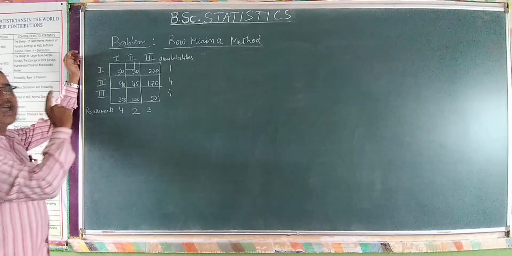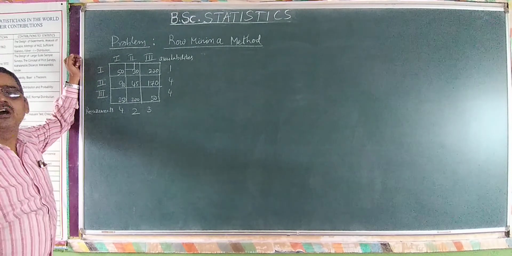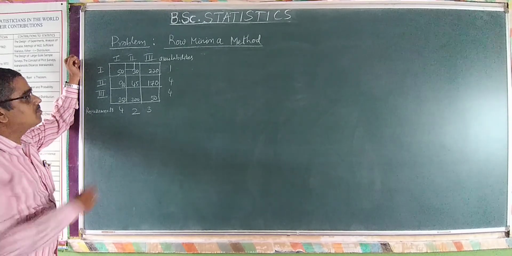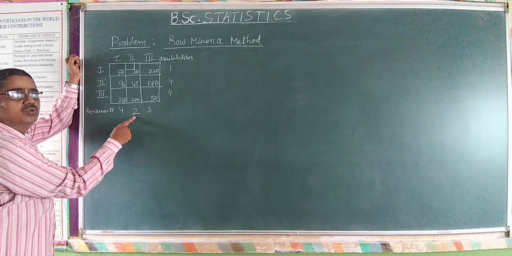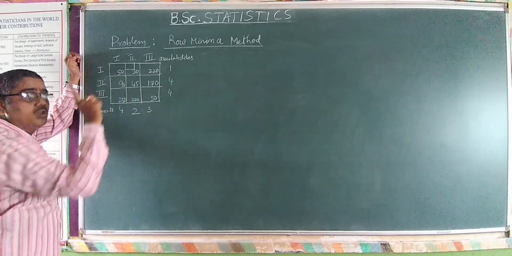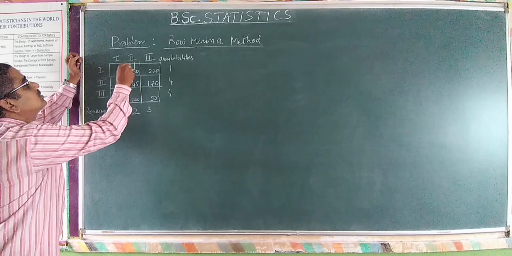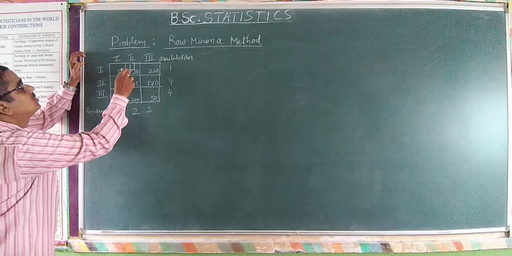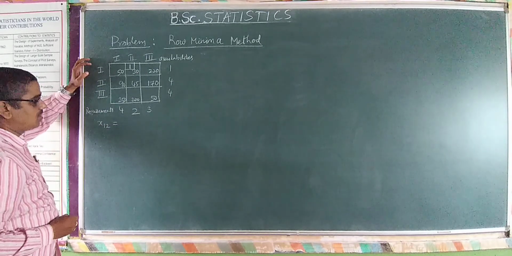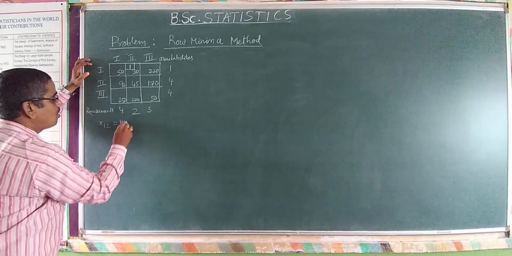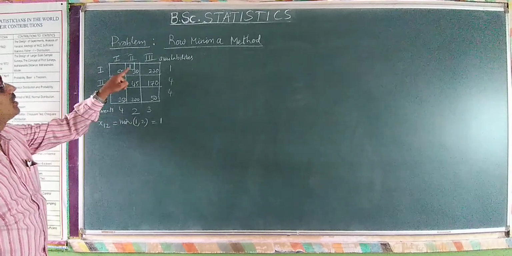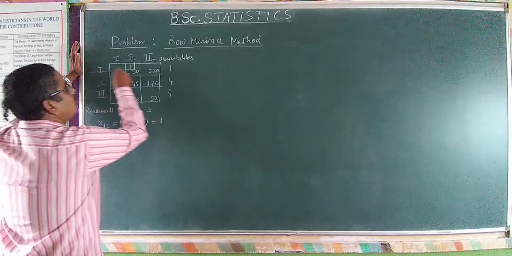Make a box there, and allocate in the upper left corner. The availability is 1, the requirement is 2 units. There is only one unit available. Therefore, we can send only 1 unit to this destination. That is what I am writing here: 1, in the cell 1, 2. That is x1,2, which is the minimum of 1, 2, availability 1, requirement 2. The minimum is 1. Therefore, allocate 1 here. So the first row is cancelled.